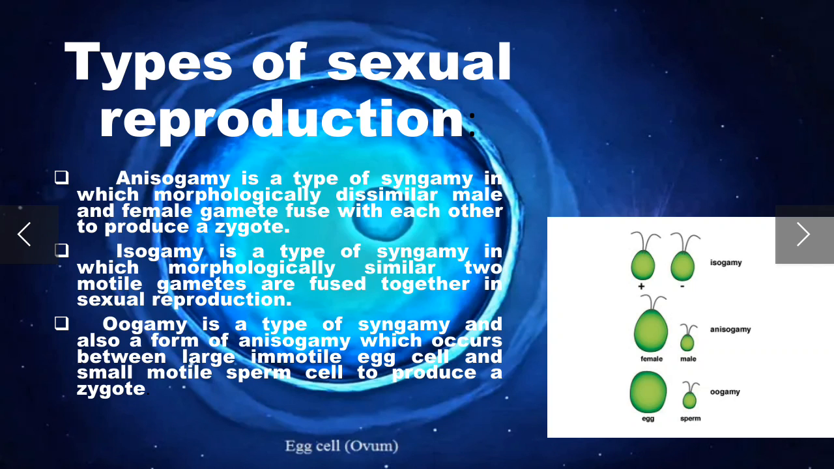Isogamy is a type of syngamy or fusion in which similar gametes fuse with each other. Oogamy is a type of syngamy or fusion in which both the gametes are different, like the egg is immotile and large in size and the sperm is small and motile, and they fuse with each other to form a zygote.